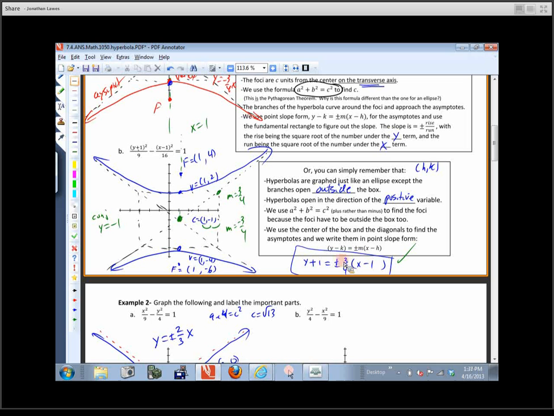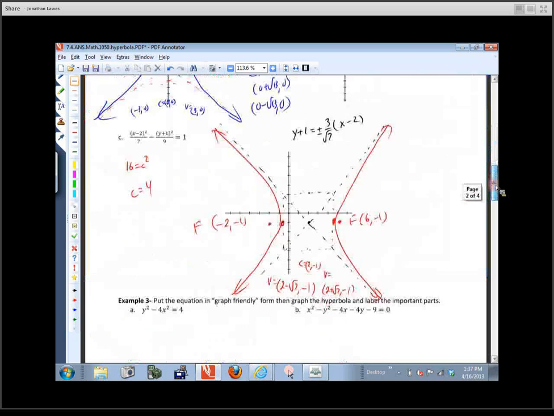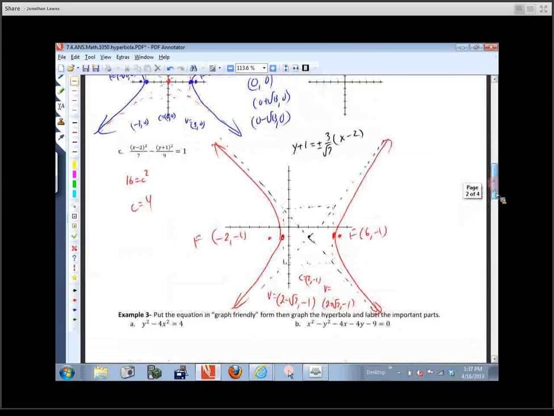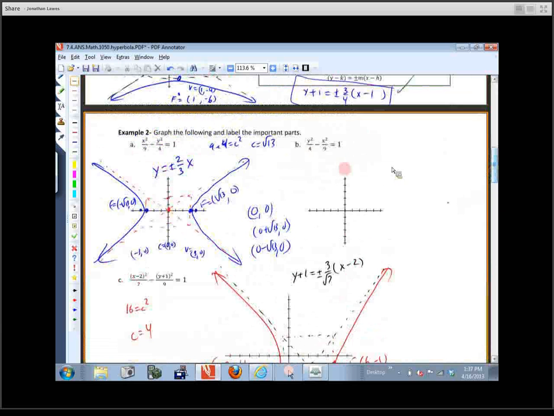And then we use the center and the diagonals in order to come up with the equation for the asymptotes. And the easiest way to write it is in point slope form with a plus or minus in front of the slope there. So we went through and we graphed a couple of these. Okay, let's come back here and let's do this one right here. Let's do B. So the center of this one is at 0, 0.